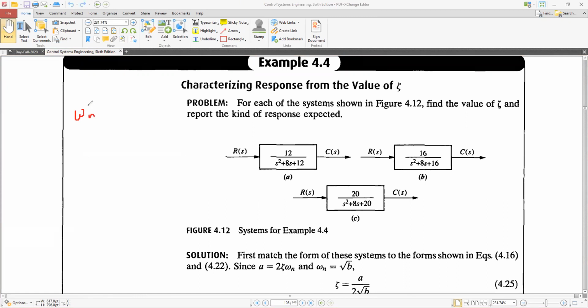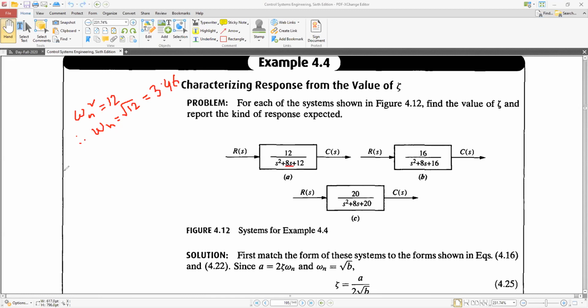Omega n square is equal to 12. Therefore, omega n is equal to the square root of 12. So, what is the value of the square root of 12? 3.46. Okay, so it is 3.46. This is the value of omega n.